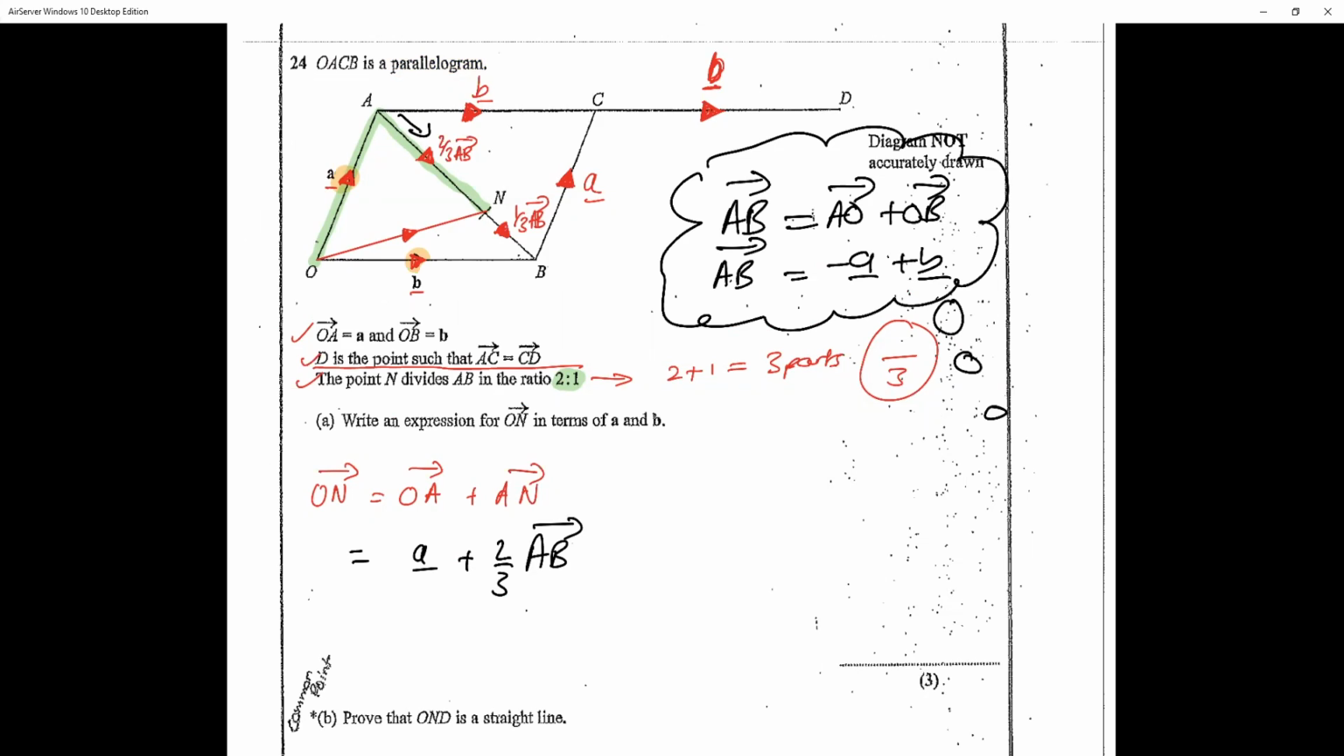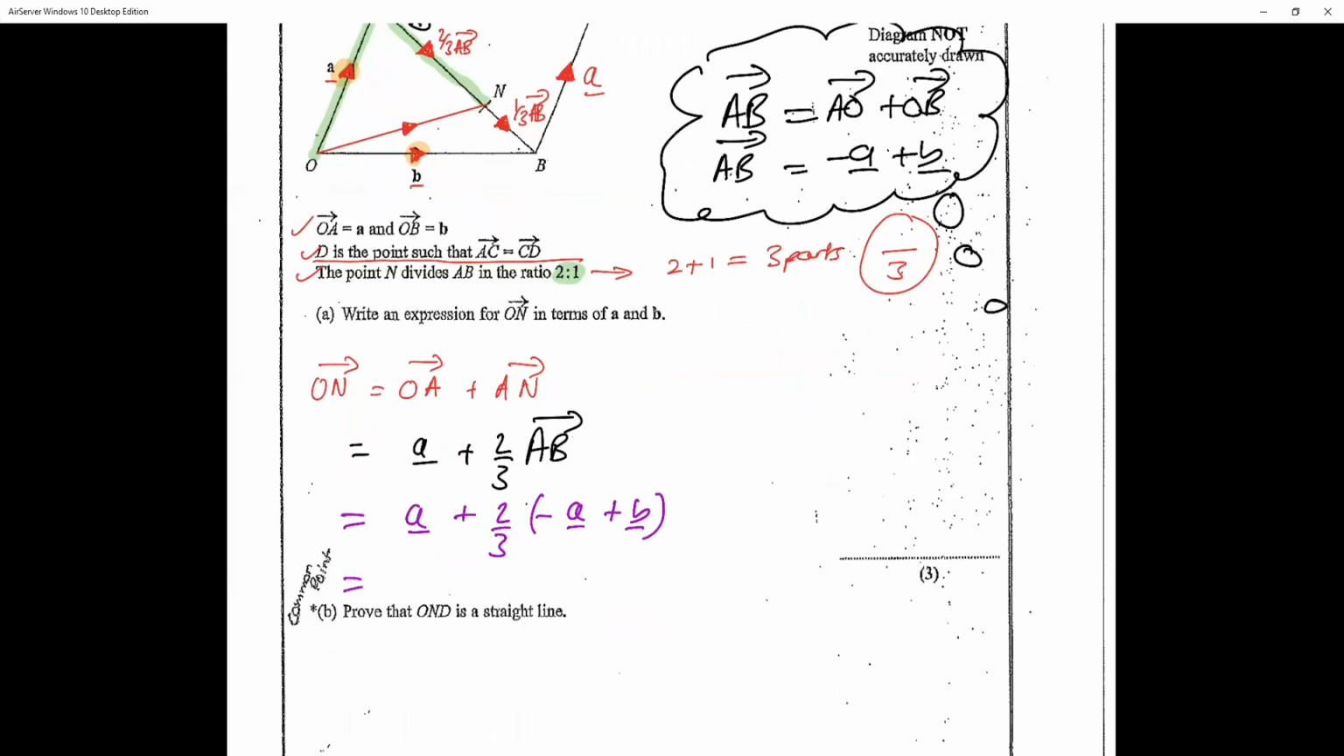So we've got plus 2/3 of A to N. So it'll be A, add 2/3 of what's A to B? Minus A plus B. Lovely. So what will that equal now? That would be A plus minus 2/3 A plus 2/3 B. Okay, can you simplify that for me, please?